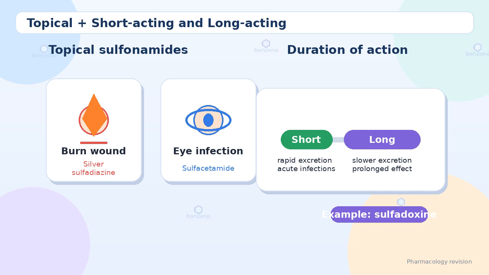Sulfonamides may also be described as short-acting or long-acting. Short-acting drugs are rapidly absorbed and excreted and are suitable for acute infections. Long-acting drugs have a prolonged effect because of slower excretion. Sulfadoxine is a long-acting example used with pyrimethamine in malaria prophylaxis and treatment.